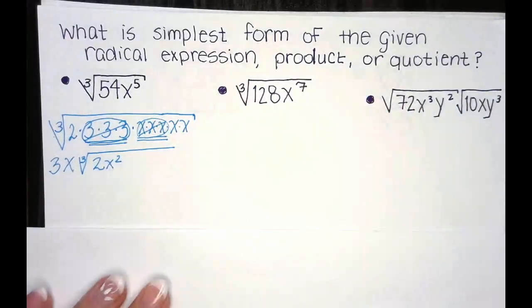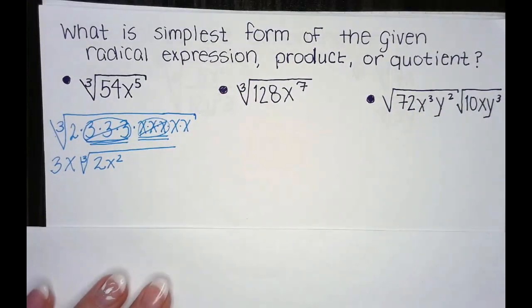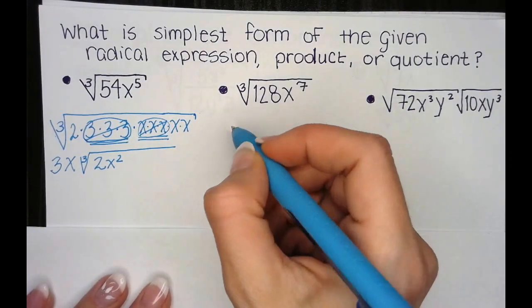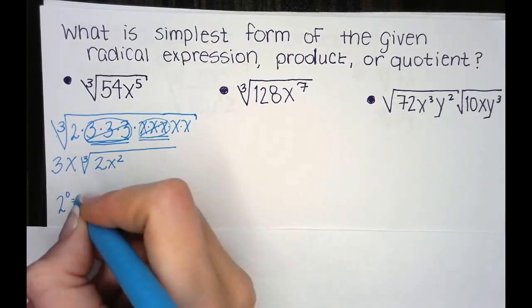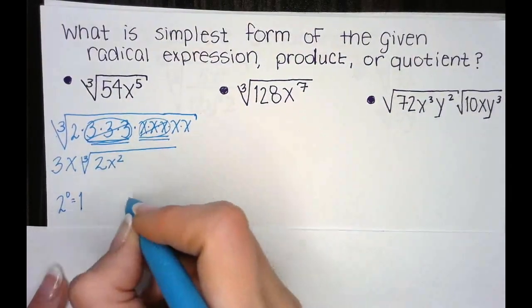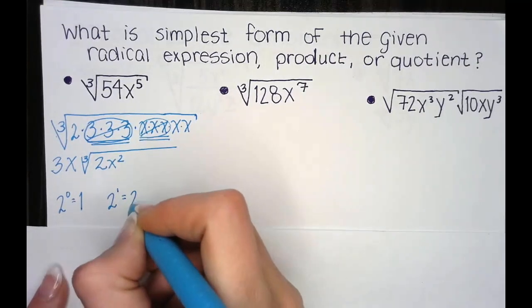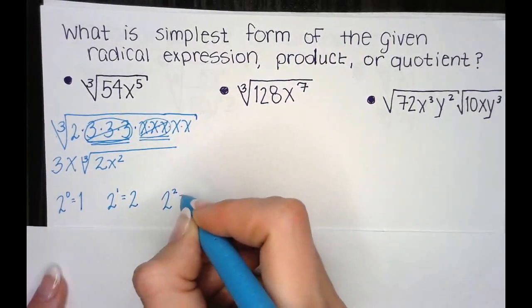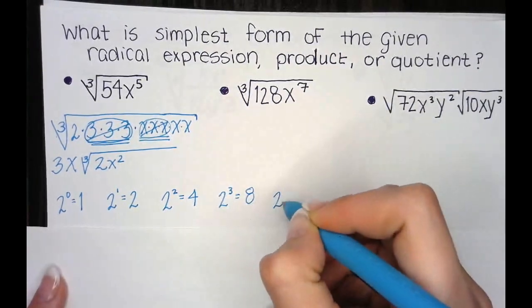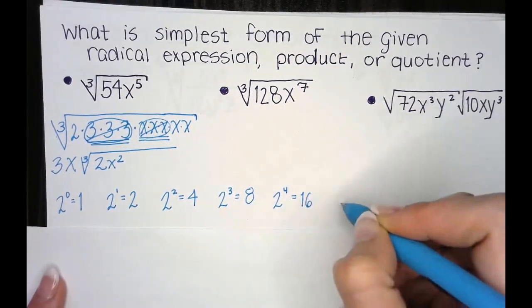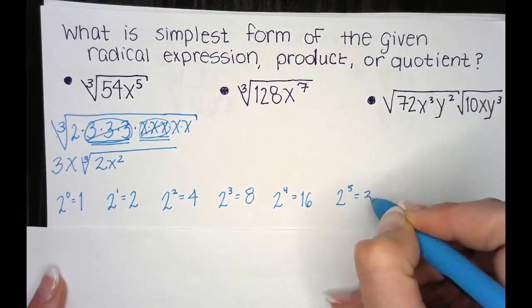Another thing I've asked you to practice many times is to make sure you know your powers of 2 really, really well. So I'm just going to make a quick little list. 2 to the 0 power. Well, anything to the 0 is 1, except 0 to the 0. 2 to the 1st is 2. 2 to the 2nd is 4. 2 to the 3rd, 8. 2 to the 4th, 16. 2 to the 5th, 32.